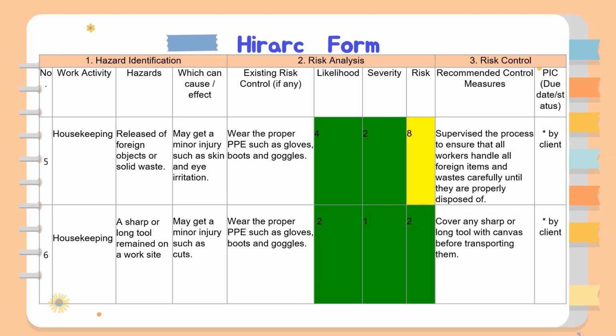The last work activity is also housekeeping, but the hazard involves a sharp or long tool remaining on a work site. This may also cause our worker to get a minor injury such as a cut. The existing risk control is to wear the proper PPE such as gloves, boots, and goggles. The likelihood is 2, the severity is 1, and the risk is 2, which is considered low risk. The recommended control measure is to cover any sharp or long tool with canvas before transporting them.